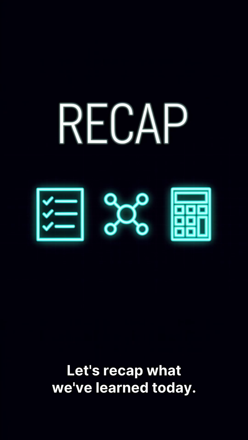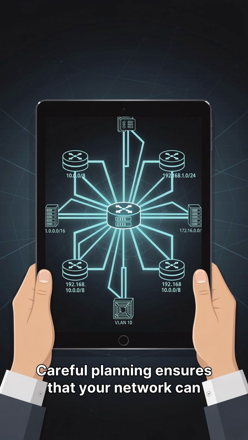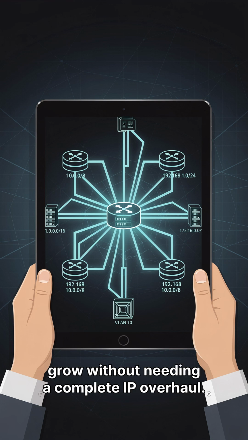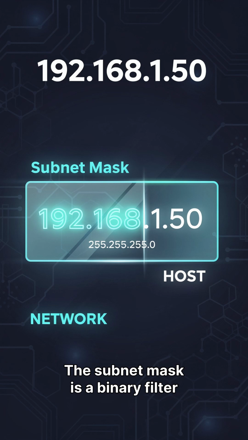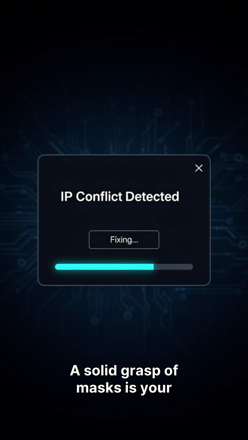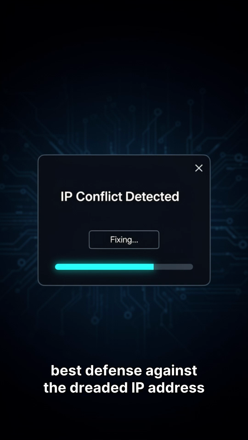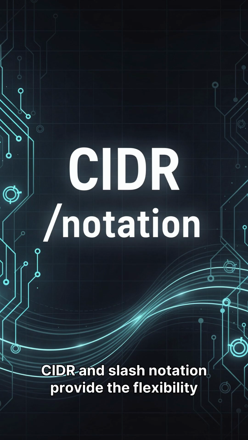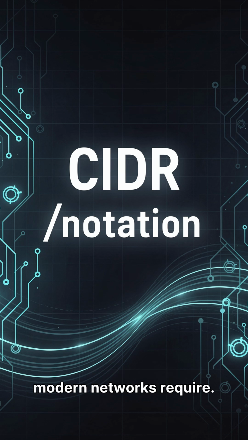Let's recap what we've learned today. Careful planning ensures that your network can grow without needing a complete IP overhaul. The subnet mask is a binary filter that divides the network from the host. A solid grasp of masks is your best defense against the dreaded IP address conflict. CIDR and slash notation provide the flexibility modern networks require.